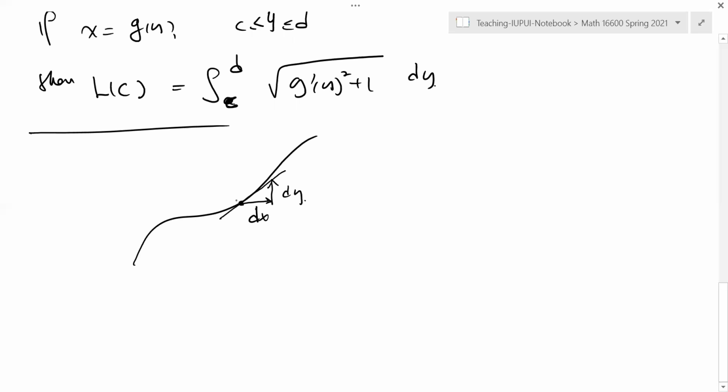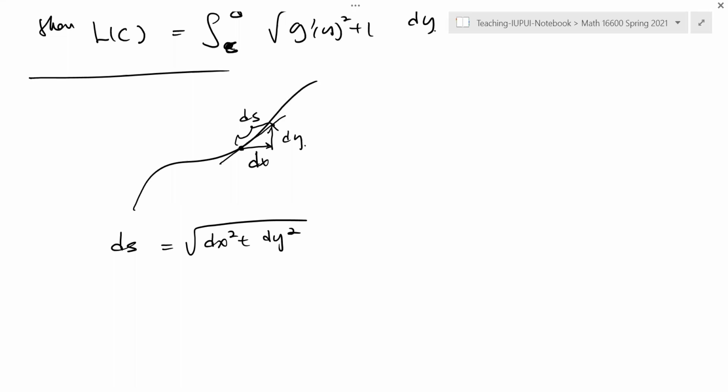Okay, and then from here to here is called ds. So ds is going to be the square root of dx squared plus dy squared. Okay. So ds is called the differential of the arc length.